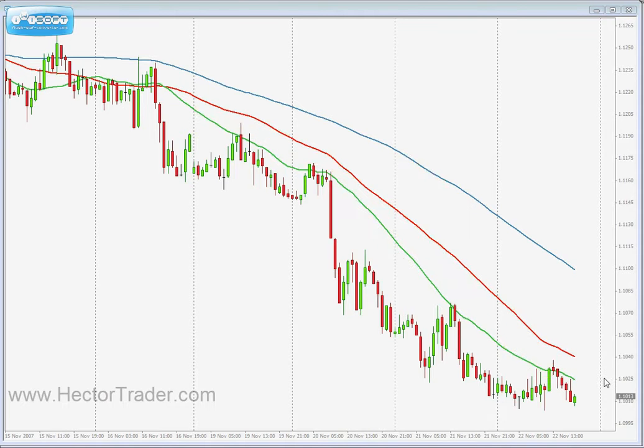In my opinion, it's a very important area. And as a trend trader, I always like to keep an eye on the dynamic area, because it's a good indicator that we can use to read the overall health of the trend.